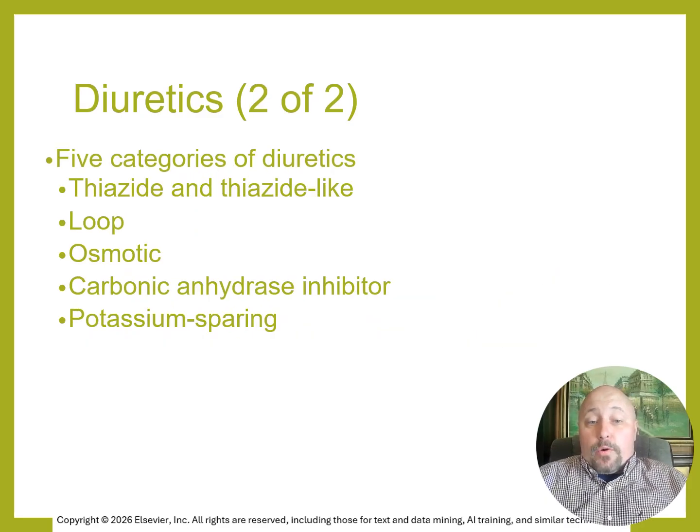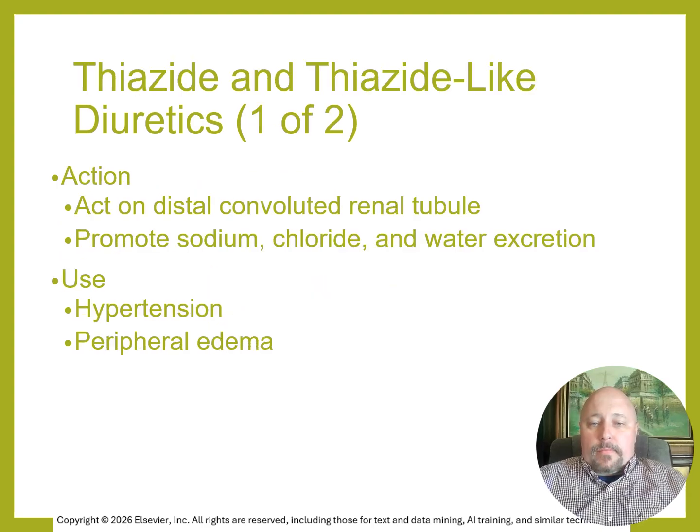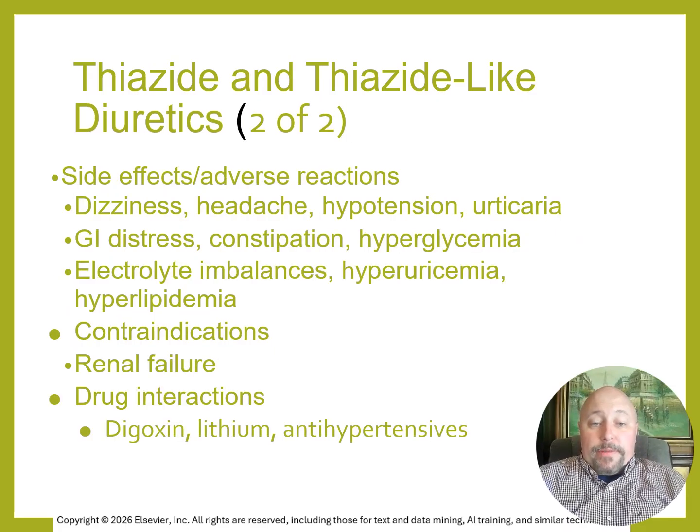Diuretics have five categories: thiazide, loop, osmotic, carbonic anhydrase inhibitors, and potassium sparing. Thiazides act on the distal convoluted renal tubule and produce sodium chloride and water excretion, used for everything from hypertension to peripheral edema. Side effects would include everything from dizziness, headache, hypotension, GI distress, constipation, hyperglycemia, electrolyte imbalances, and is contraindicated in cases of renal failure, and also could interact poorly with digoxin, lithium, and other antihypertensive medications.